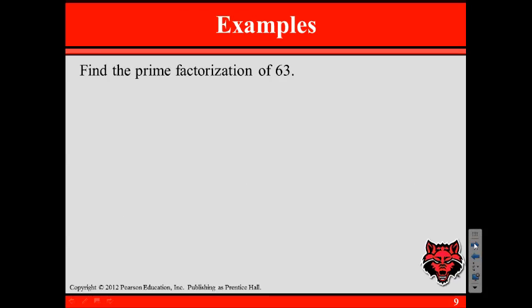Let's go straight into an example. Let's find the prime factorization of 63. Now the method that I'm going to use is the factor tree method. Some people make a tower in order to find the prime factors of a number. I like to use the factor tree. Now in order to make a factor tree, we take the number in question, which in this case is 63, and we write it at the top of our tree.